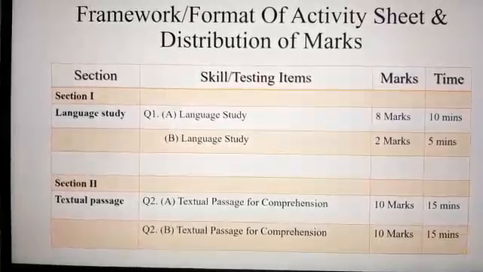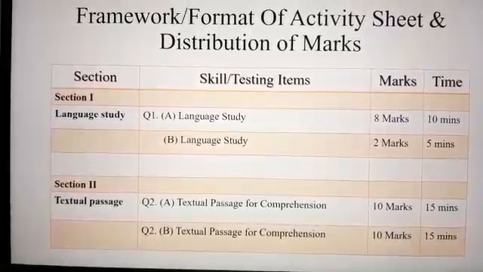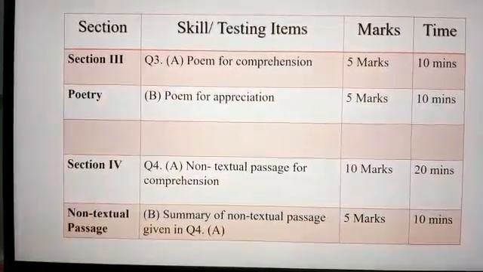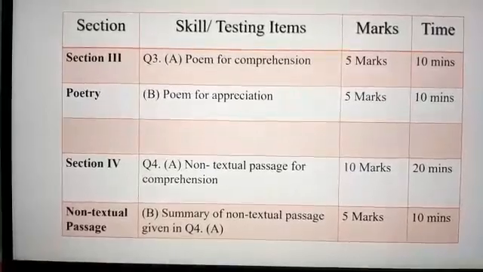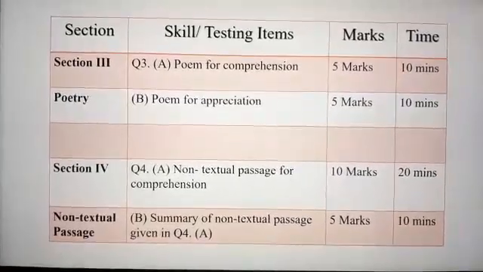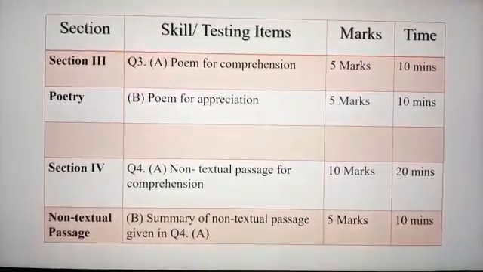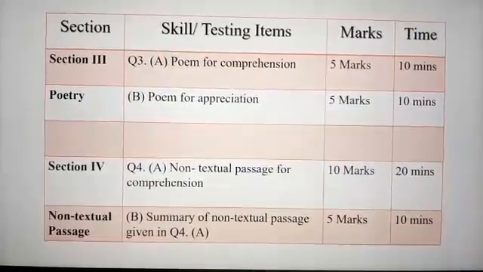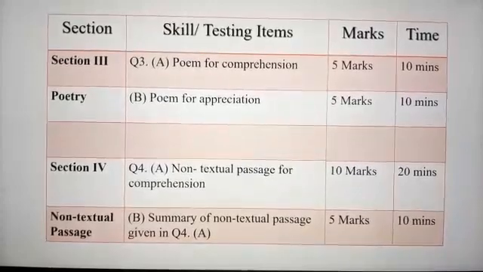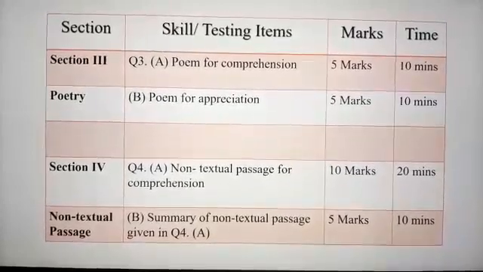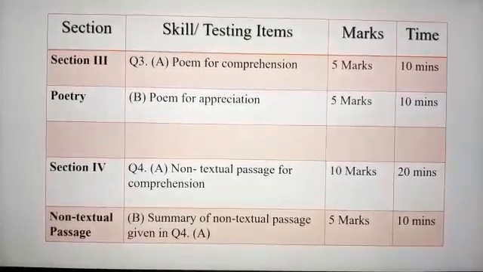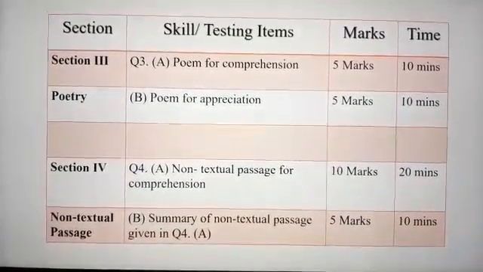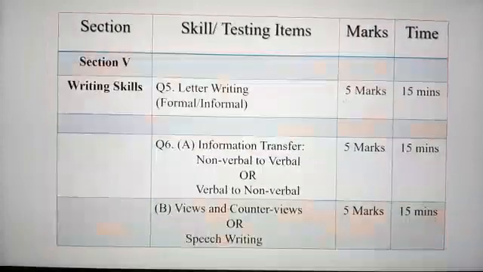Question 2A and question 2B are both seen passages of 10 marks each. Section 3 is poem for comprehension, again from the book, and 3B is poem for appreciation for 5 marks. Section 4 is the non-textual passage for comprehension that carries 10 marks, and under the same passage you will have to write a summary for 5 marks.